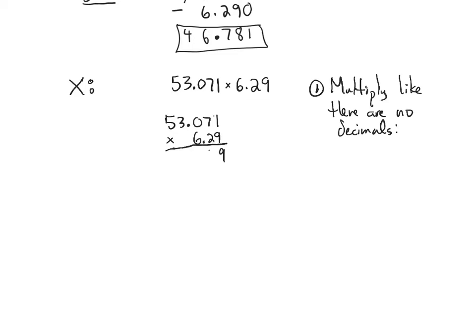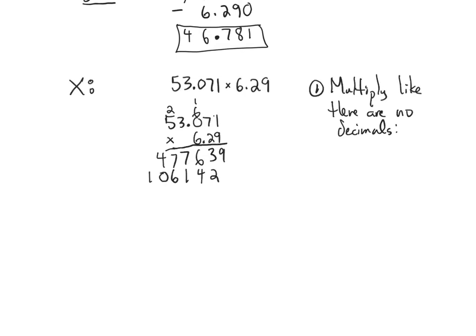9 times 7 is 63. Carry your 6. 9 times 0 is 0 plus 6 is 6. 9 times 3 is 27. Carry your 2. And 9 times 5 is 45 plus 2 is 47. 2 times 1 is 2. 2 times 7 is 14. Carry your 1. 2 times 0 is 0 plus 1 is 1. 2 times 3 is 6. 2 times 5 is 10.